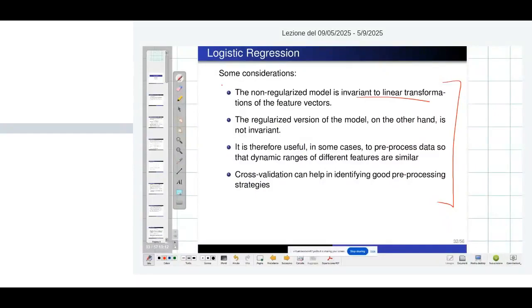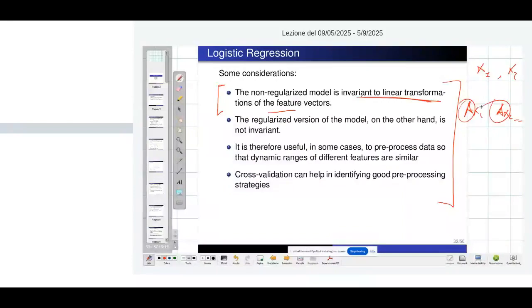Now, some consideration of when we use the model and whether we should do something before we use the model. We have seen that Gaussian models are invariant to linear transformation, so if we use our original data set or we apply a linear transformation that is full rank, so we don't throw away any information, the Gaussian model will still give the same solution. That's the same for PCA, so for LDA, sorry.